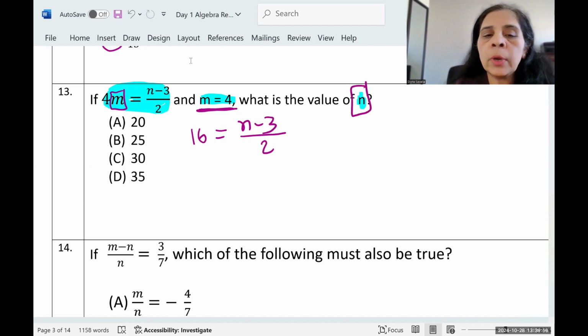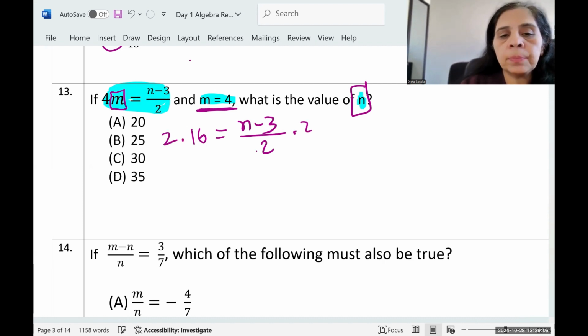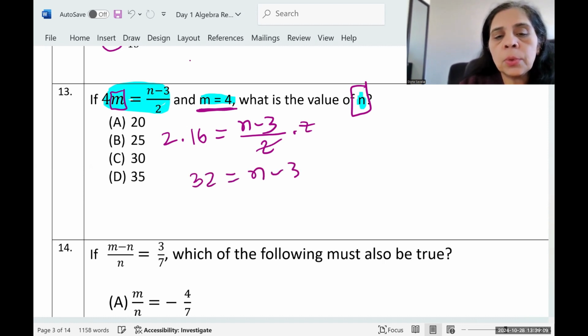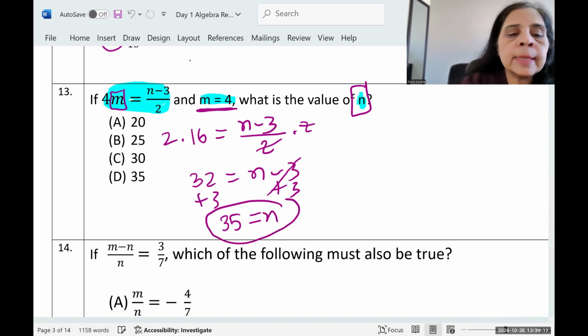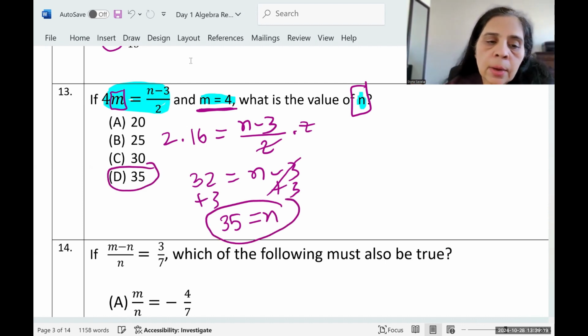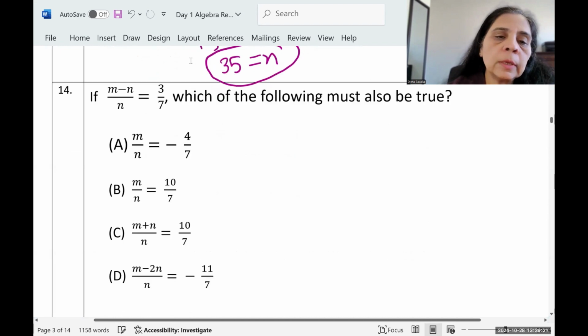Now we can solve for n because we have only one variable here. So how can we solve for n? We can remove the 2 by multiplying. 2 times 16 is 32, and then you add 3. So 32 plus 3 is 35 equals n, and that's it. All right, number 14.